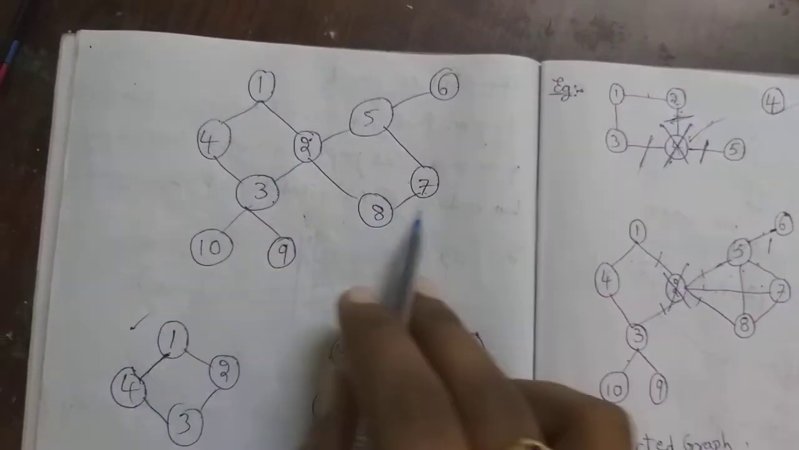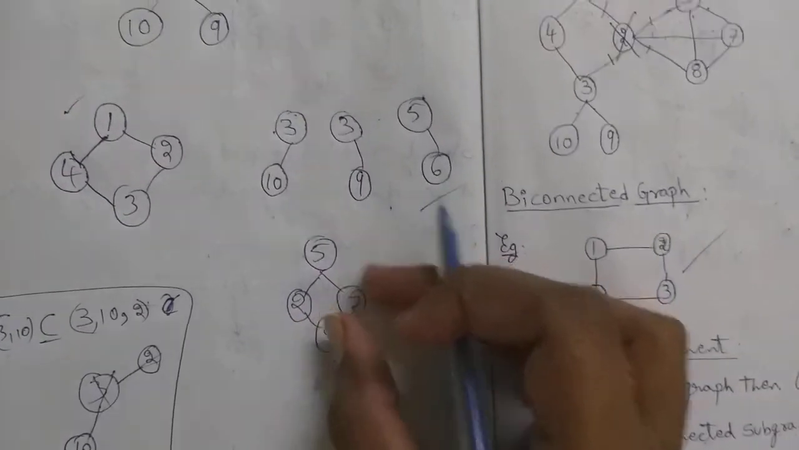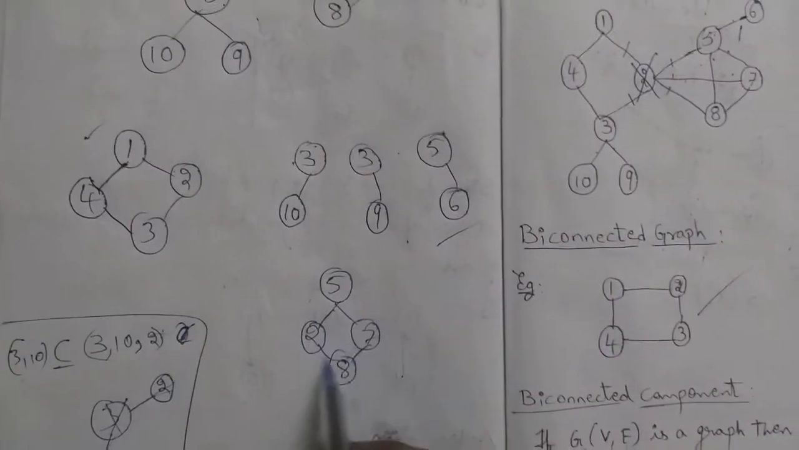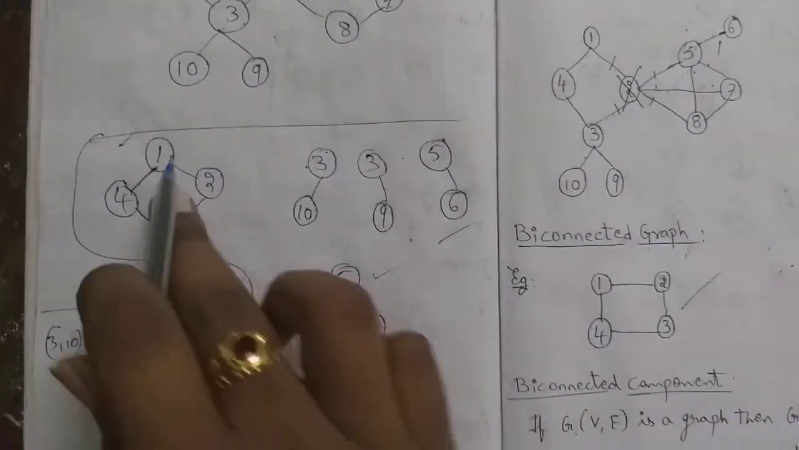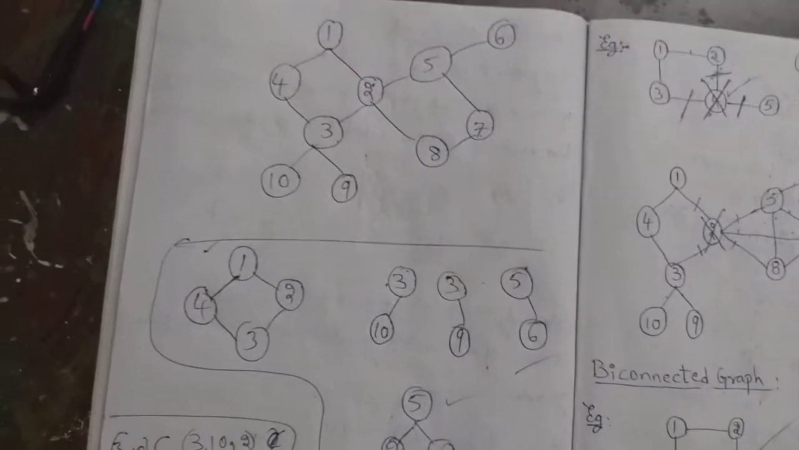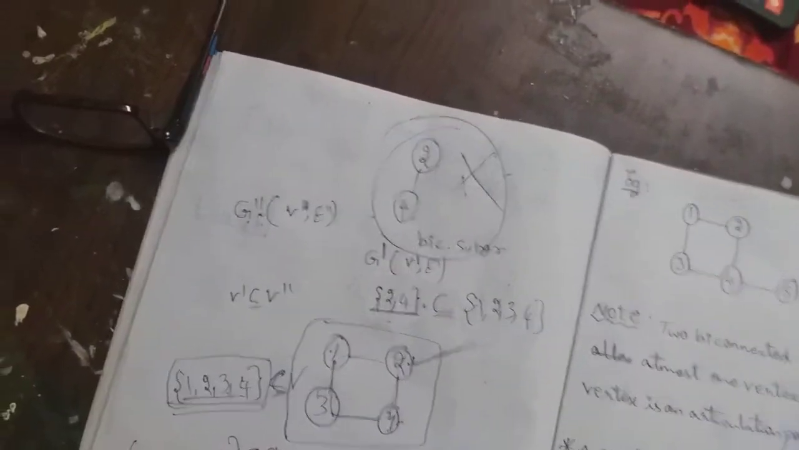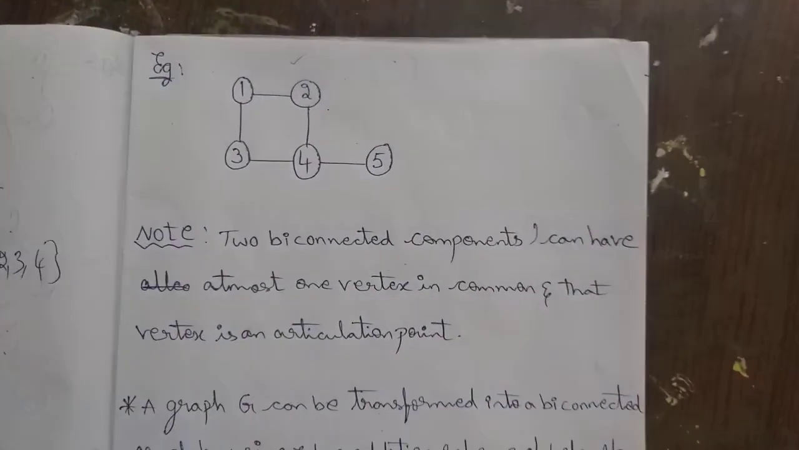Yes, any one more also: 5, 2 and 8, 7. It is a subgraph. It is a biconnected subgraph since there is no articulation point and it is maximal. Therefore, for the above graph, 5 biconnected components are possible. Understood? Now that we have finished biconnected components, you just make a note of it.